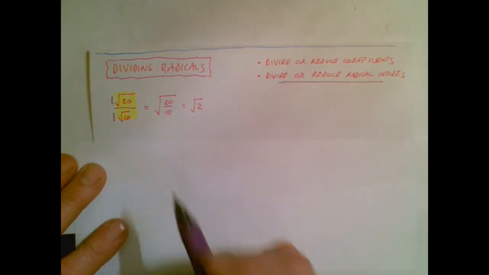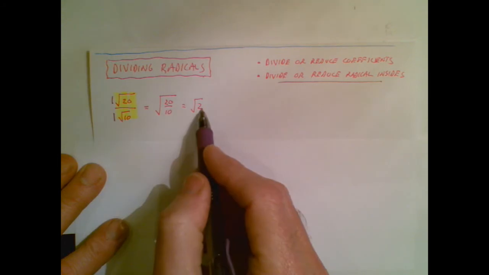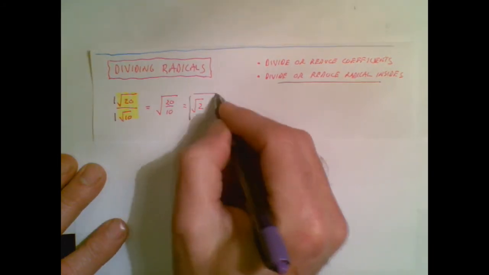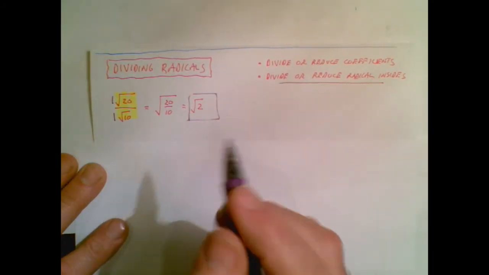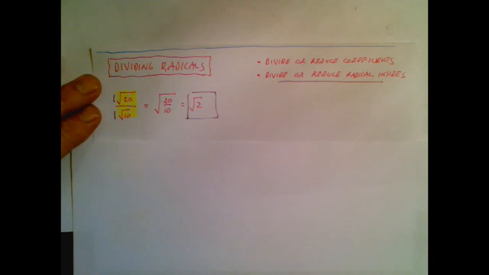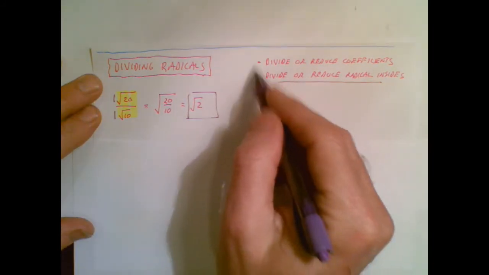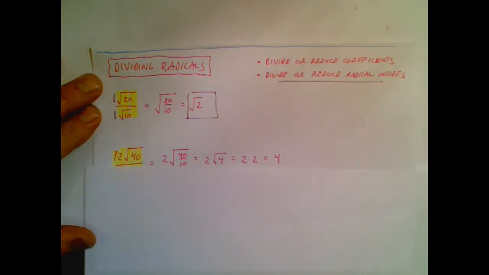Now, what would you do with the 20 divided by 10? Well, that's just a 2. And now there's nothing else to do. That's your final answer. We'll go to a slightly more complicated problem, and these 2 bullet points might make more sense.